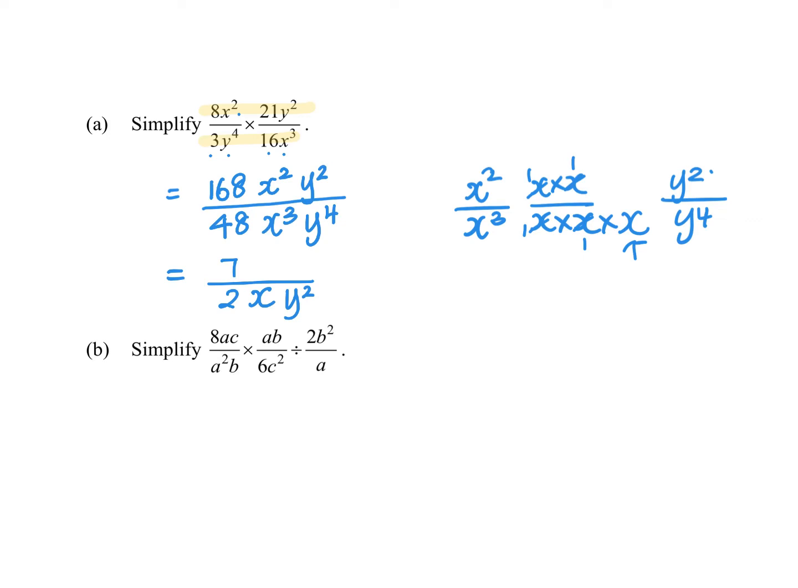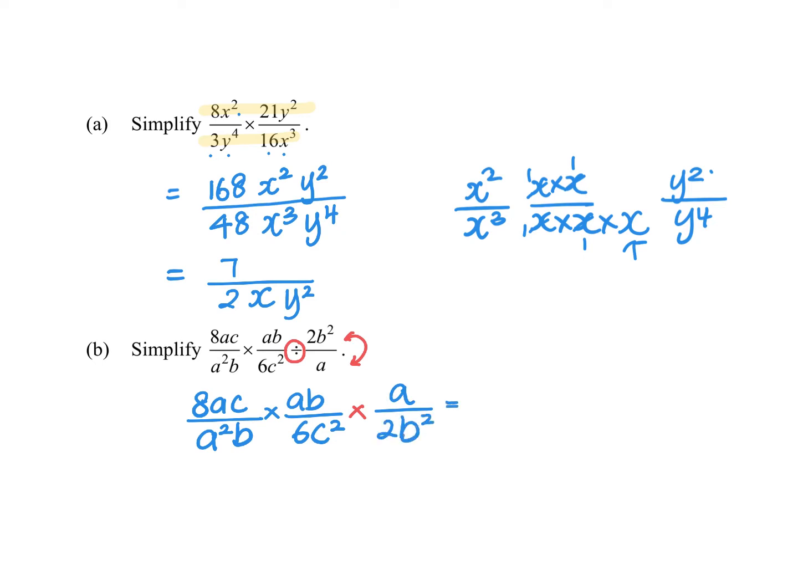Now let's look at the next type of question. What happens if I have a division? In this case, I need to change the division into multiplication, and flip the fraction that comes right after the division sign. So I will have 8ac over a squared b times ab over 6c squared, multiplied by the flipped fraction, a over 2b squared.